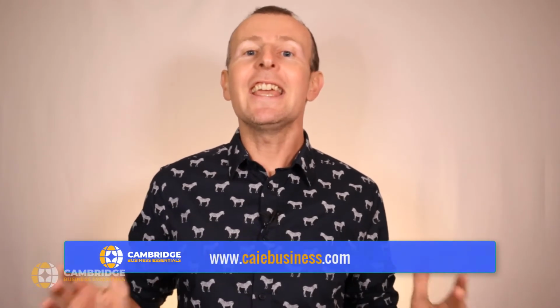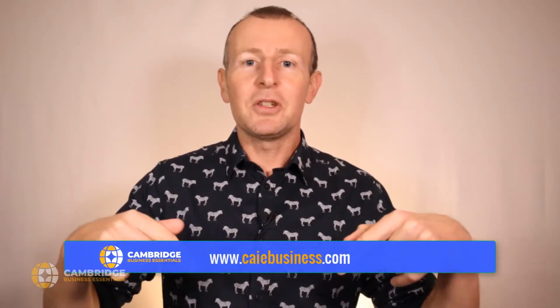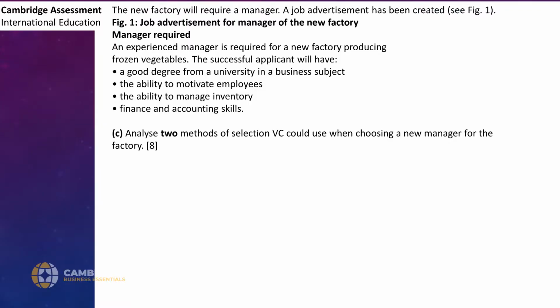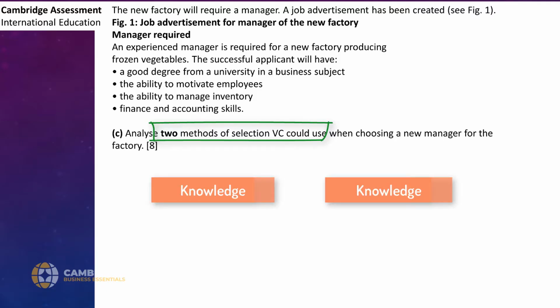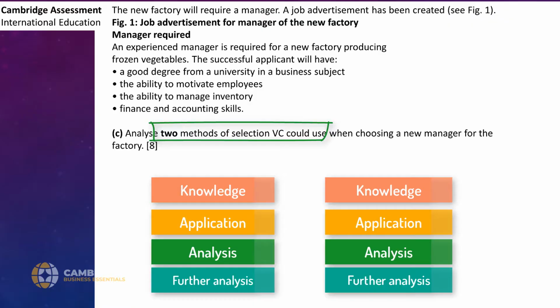The complete exam paper and examples we have used in this tutorial are available to download at caiebbusiness.com in the description below. The example question is asking for analysis of 2 methods of selection for a new factory manager. So we need 2 knowledge points with developed analysis here applied to the case study.